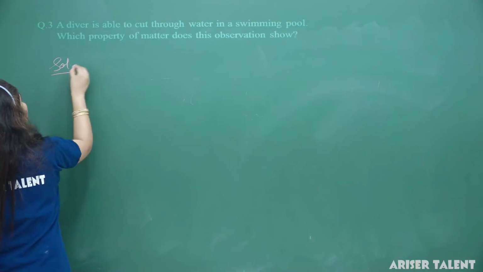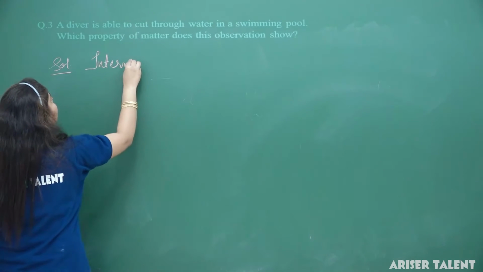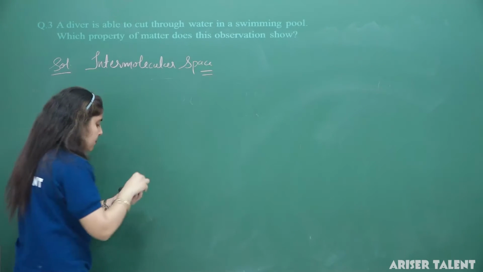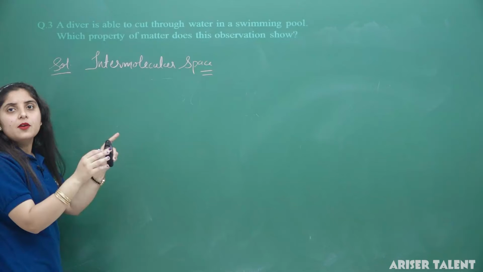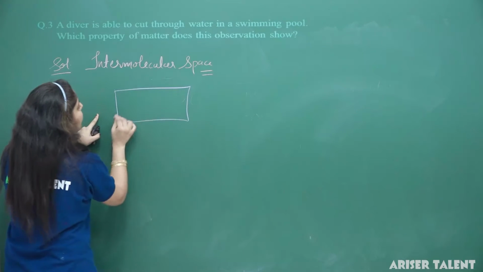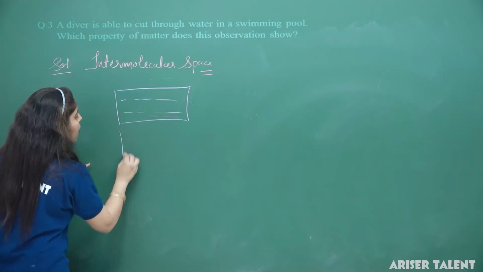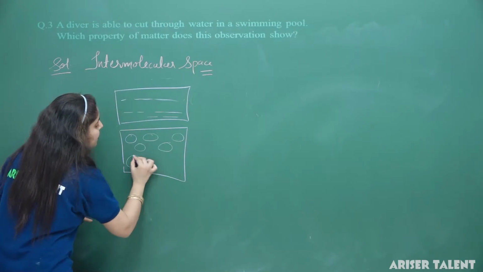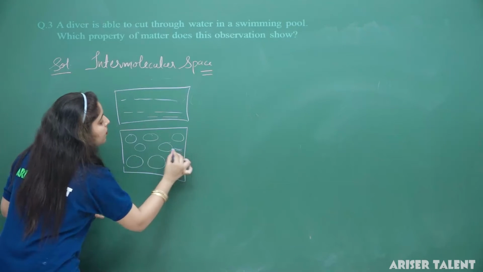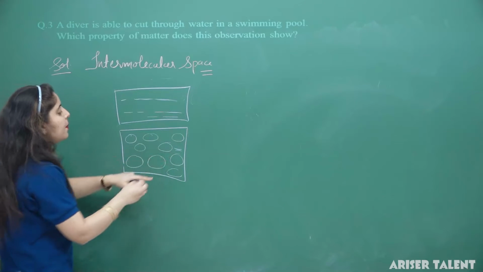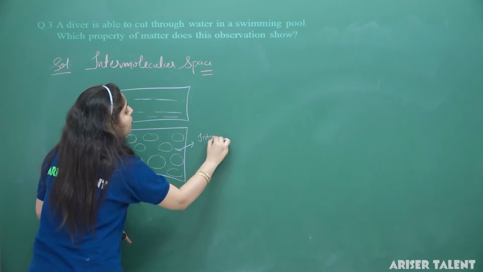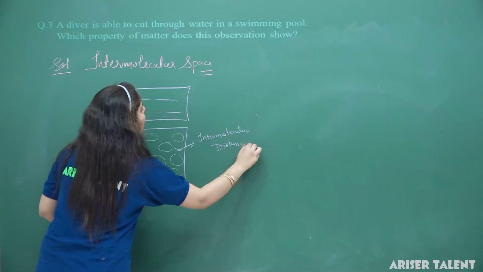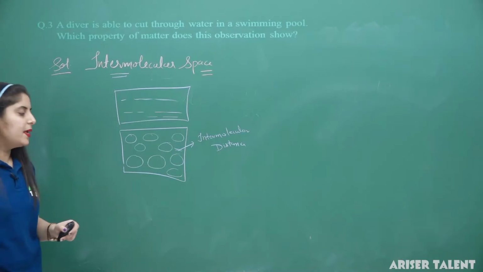Due to the intermolecular space among the water particles, if I draw a diagrammatic representation, water molecules have some space between them. So the diver is able to cut through the water because of these intermolecular distances. So the property used here is intermolecular space.